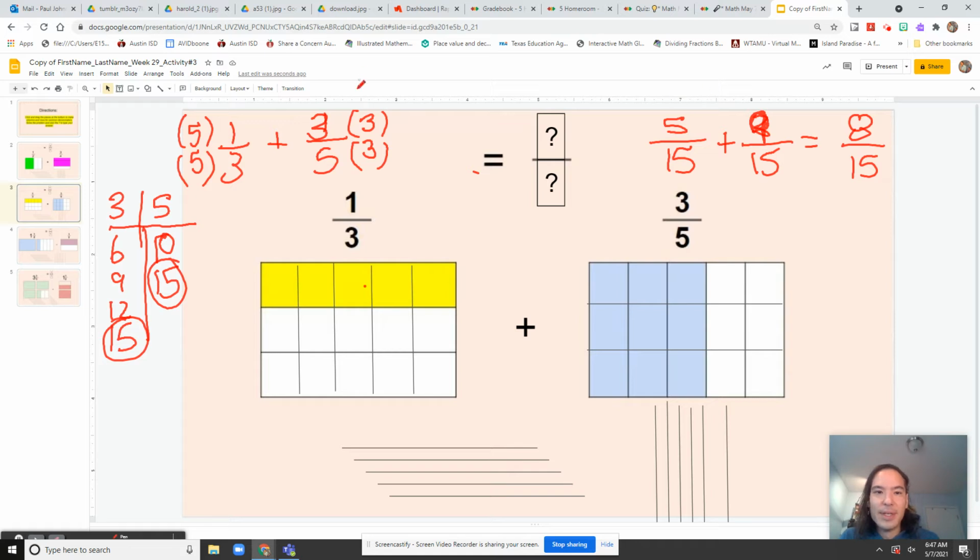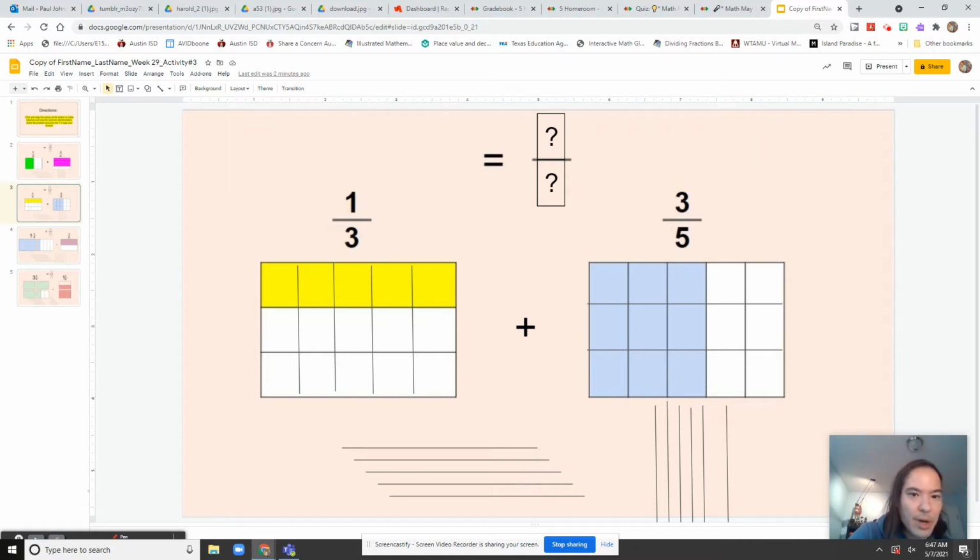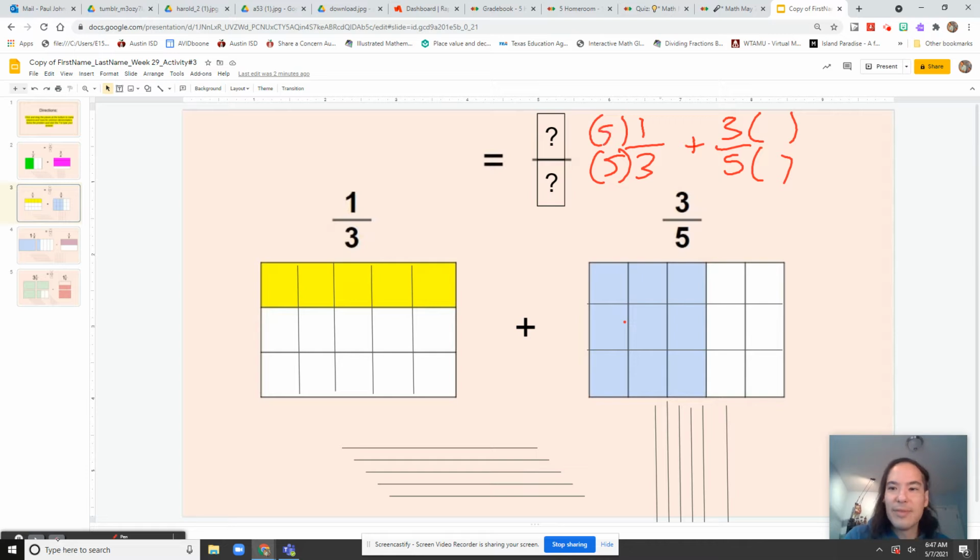Now it looks right. So 3 times 3 is 9. 5 times 3 is 15. So 5 plus 9 is not 8. 5 plus 9 is 14. So, oh no. Okay, so we'll just do this real quick. 1/3 plus 3/5. Parentheses on both sides. We multiplied this side by 5. We multiplied this side by 3. So we got 5 fifteenths plus 9 fifteenths. 5 plus 9 is 14. So we have 14 fifteenths.